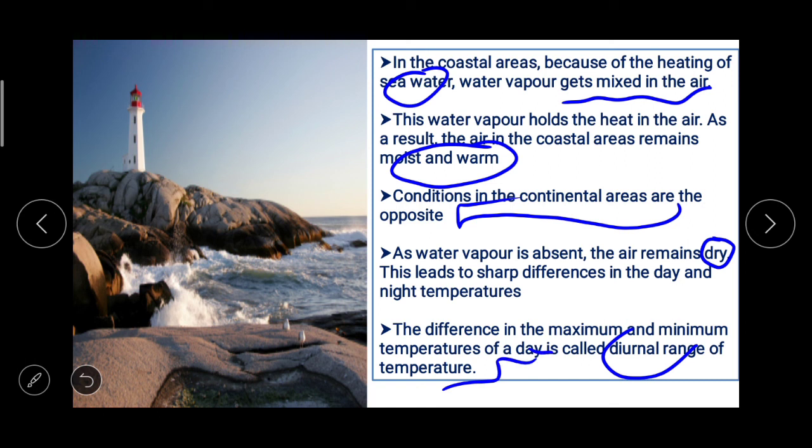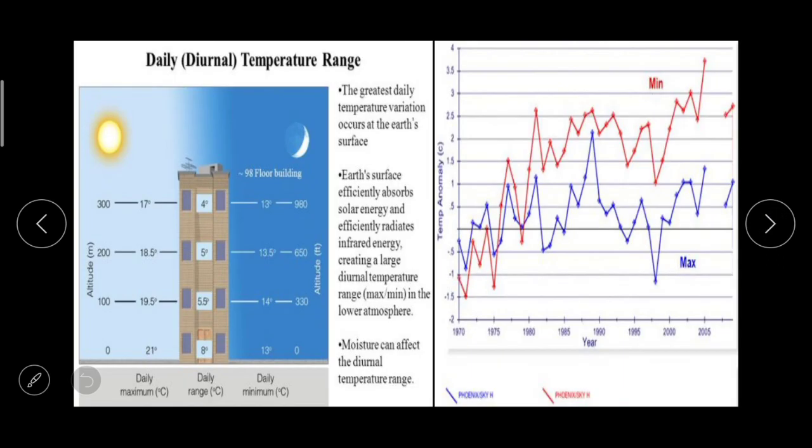This is what you have to keep in mind. Then the next thing, daily temperature range. The greatest daily temperature variation occurs at the Earth's surface. Earth's surface efficiently absorbs solar energy and efficiently radiates infrared energy, creating a large diurnal temperature range, which is maximum or minimum in the lower atmosphere, and moisture can affect the diurnal temperature range.